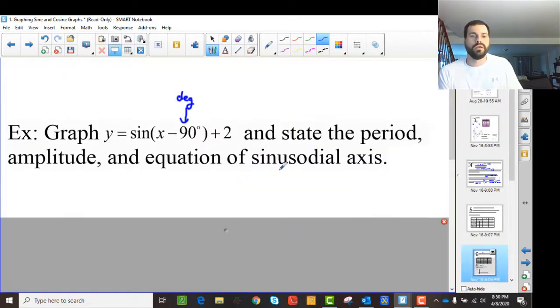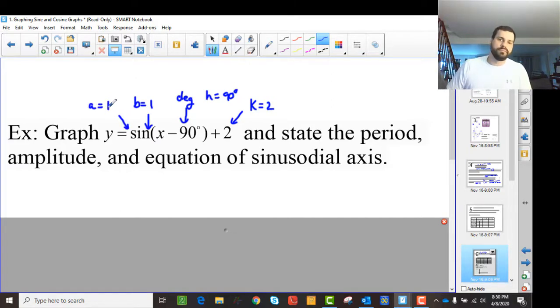But what this also tells me is that there is an h value of 90. And this 2 is my k value. So k is 2. Now, a and b aren't really there. B would be right there, a number multiplied inside the trig function. There's nothing there, so b becomes 1. And a would be there, and since there's no number there, it's 1. Okay, so we're asked to graph this and then state the period, amplitude, and equation of the sinusoidal axis.